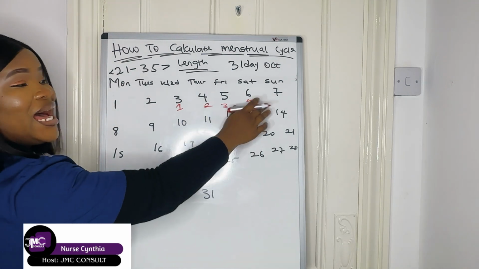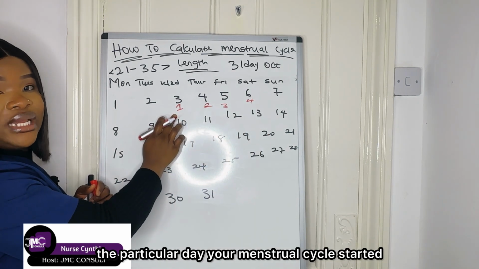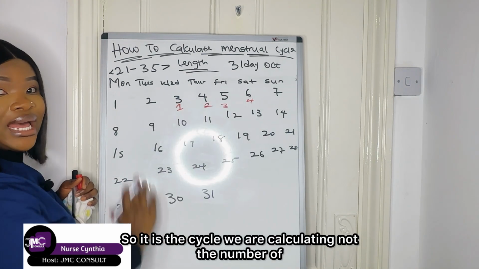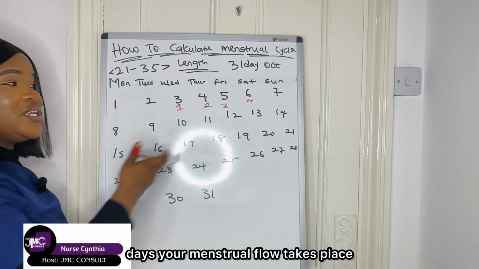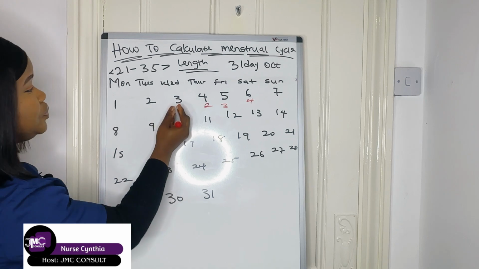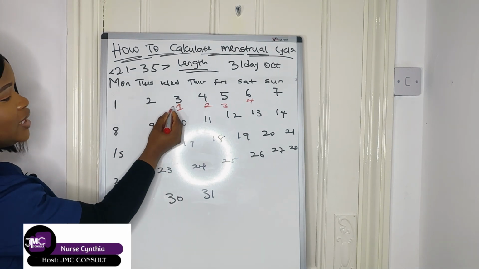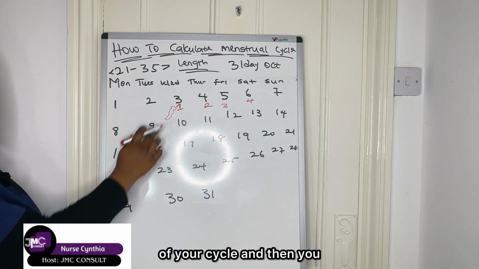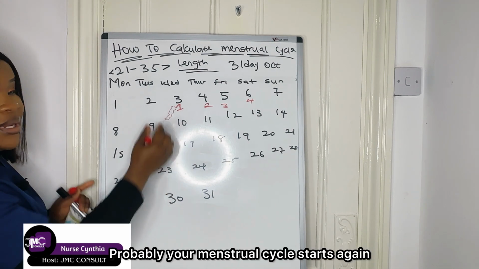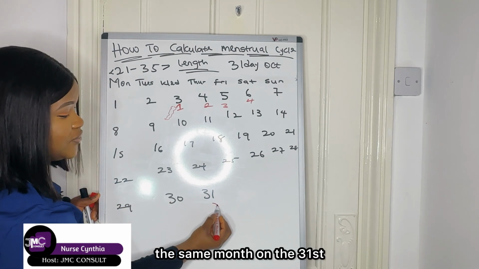Okay, so it doesn't matter how long your flow is, as long as you know the particular day your menstrual cycle started. So it is the cycle we are calculating, not the number of days your menstrual flow takes place. So your menstrual cycle starts on the 3rd, which is the first day of your cycle. Let me draw the cycle here so you understand. So this is the first day of your cycle, and then probably your menstrual cycle starts again on the 31st.